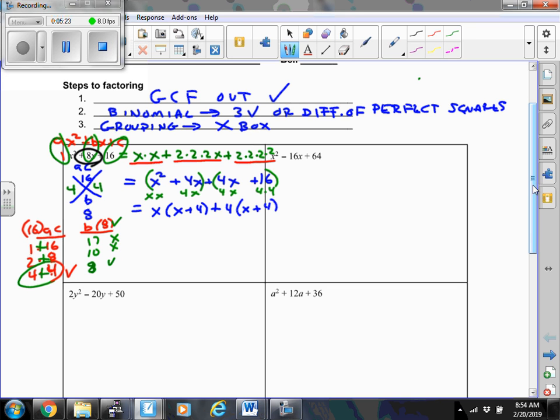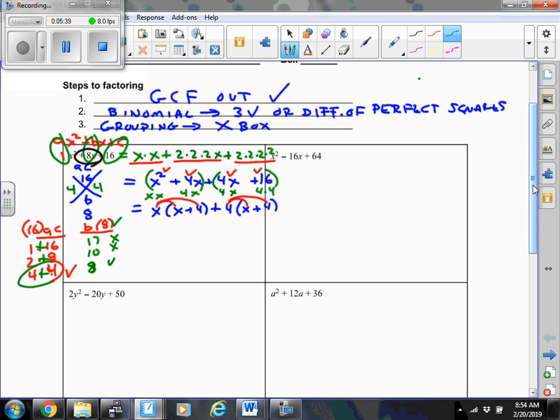Let's just double check that real quick. Let's go ahead and FOIL that out. X times x is x squared. X times 4 is 4x. 4 times x is 4x. 4 times 4 is 16. So that's the perfect grouping.